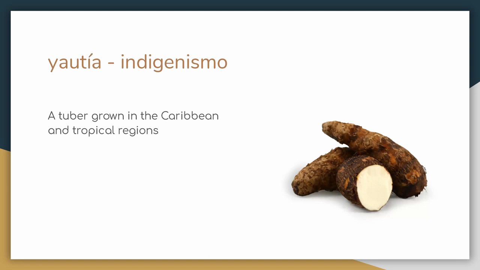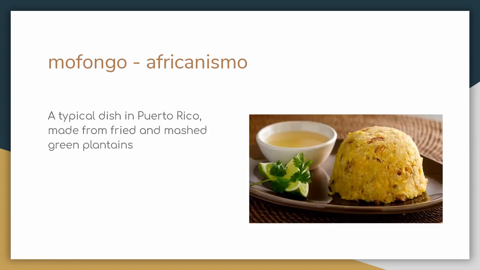Then we have jautia, and this is another word from the indigenous languages of the Americas. This is actually a tuber vegetable that's grown mainly in the Caribbean. It's used in a lot of Caribbean cuisine, and it's a really starchy vegetable, kind of similar to a potato. But this is also something that was originally cultivated by the indigenous people of the Americas. So the word itself comes from that root.